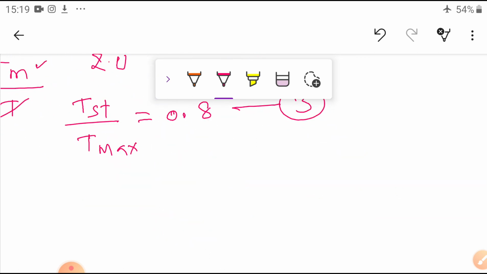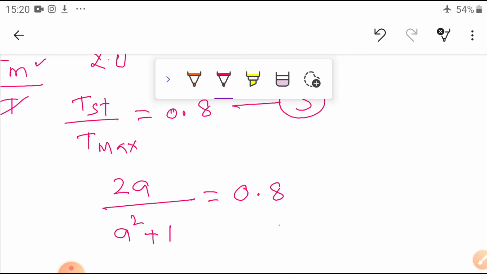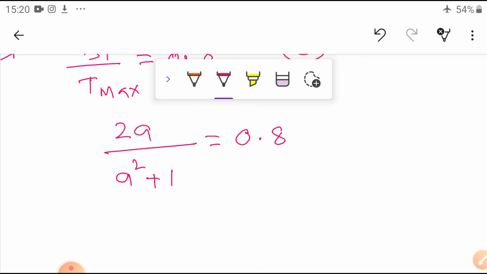Okay. But you know this equation, what is the relation? This is 2A by A square plus 1 is equal to, so what is the value? We got it, 0.8. Okay. So here A square plus 1, we did the quadratic equation. From this one I am going to calculate, simplify this one. So, A is equal to, I am going to get nearly 0.5.